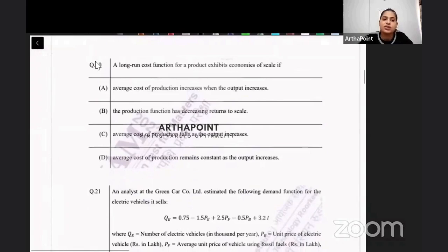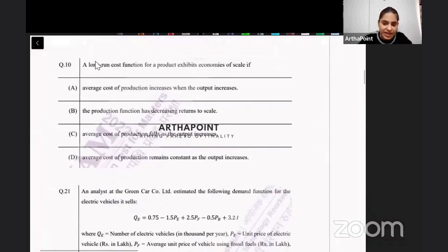Okay, now come to the next question. This is question number 10. I am just doing micro for today. Then in the next class, I will take macro and then stats. So we will go in a sequence. A long-run cost function for a product exhibits economies of scale.